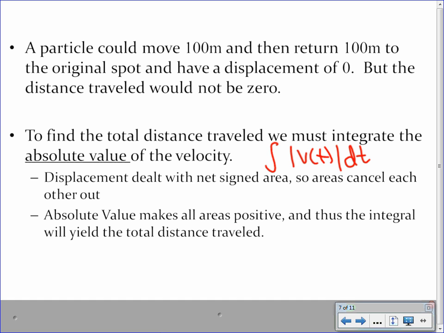So what's going to be important if we're going to find the integral of the absolute value of velocity, what's going to be important about our velocity function? We want everything to be positive, right? So what are we going to have to look for? Where we're not positive, right? Anything that's not positive, we're going to have to make positive, right?